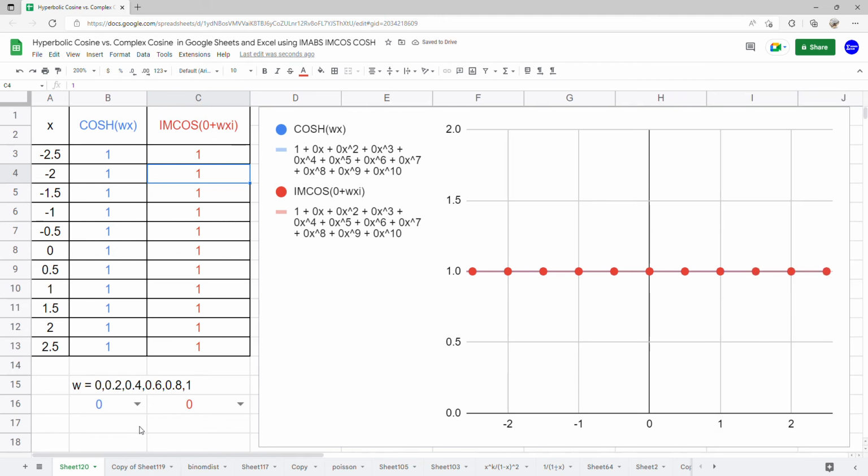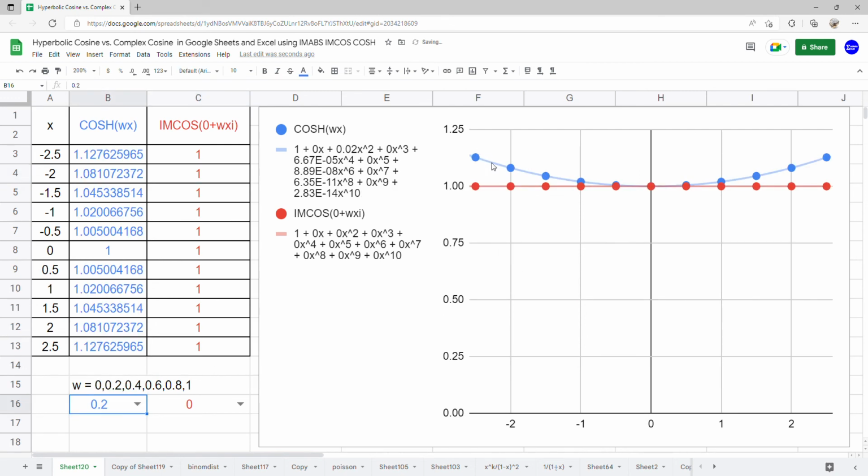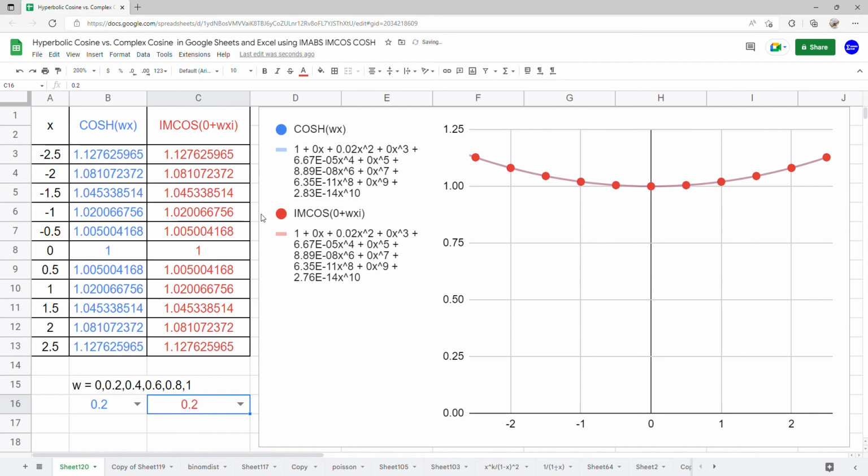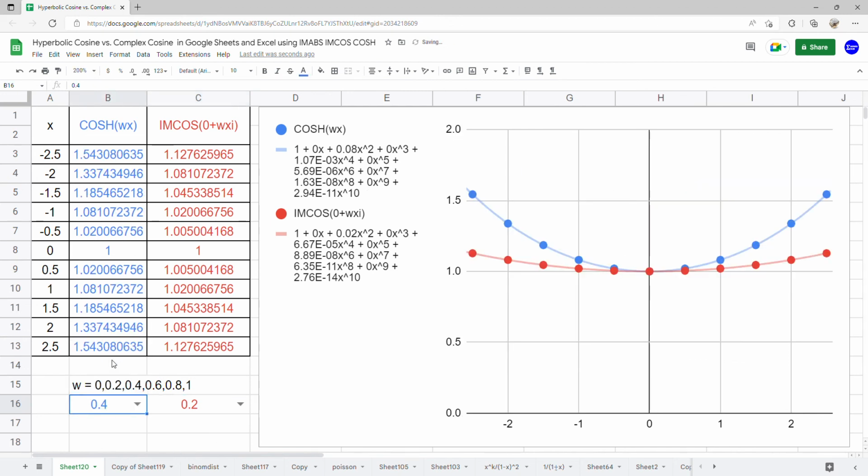So we can change the value of W to 0.2. This is the value of W. This is now the hyperbolic cosine. Change also to W 0.2. Now they're the same. Change this to 0.4. So this is now the hyperbolic cosine. Change this to 0.4. Now they're the same. This is for the complex cosine.